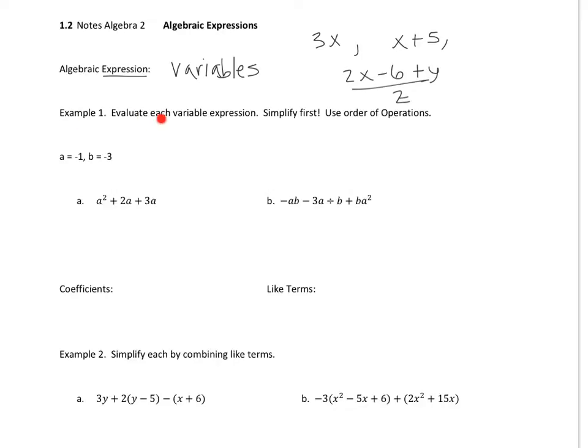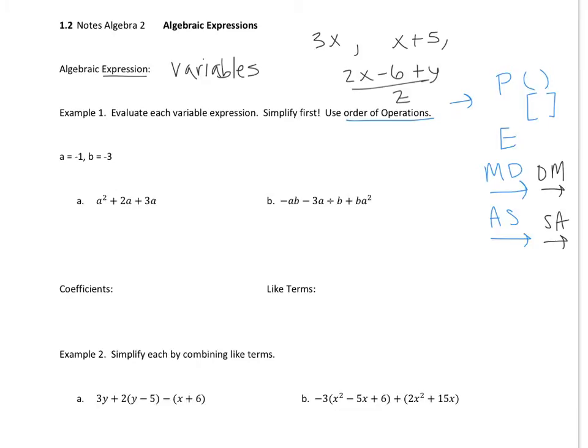So example 1, evaluate each expression. I would always try to simplify first, so combine like terms, and then use the order of operations. Always keep in mind, you need to do parentheses first, so any type of grouping symbols, do inside there first, then exponents, then multiply and divide from left to right, so if dividing comes first, then you have to divide first, and then add and subtract from left to right.